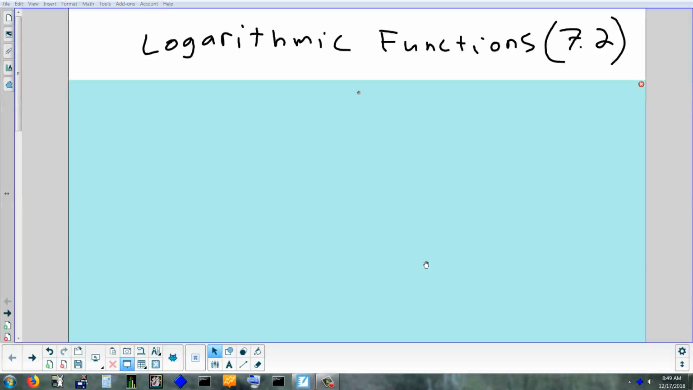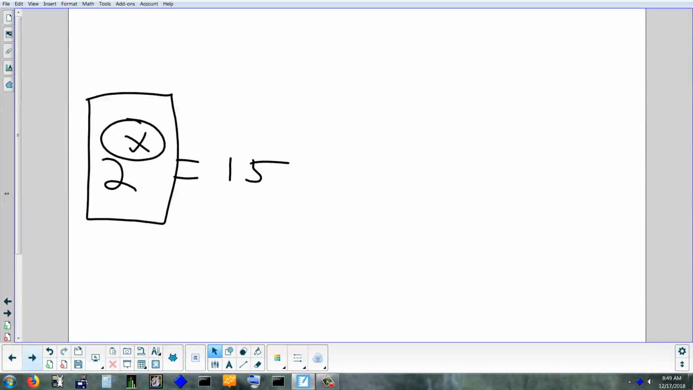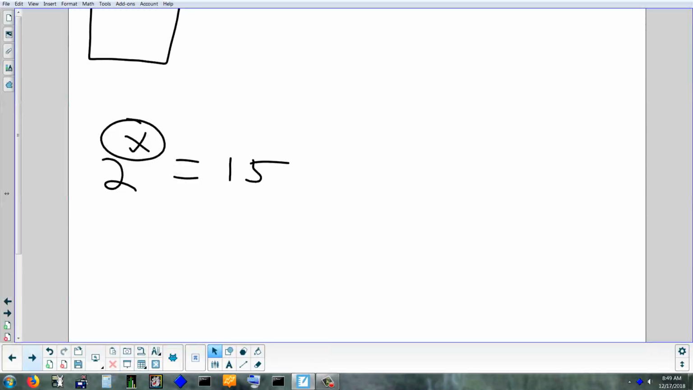We're going to take a look this week at 3 sections, 7.2, 7.3, 7.4, all on logs. Focus here is pretty much going to be on solving different kinds of equations. Not really anything graphical, sketching, drawing, just pretty much solving equations. So if we take a look at that equation, 2 to the x equals 15.